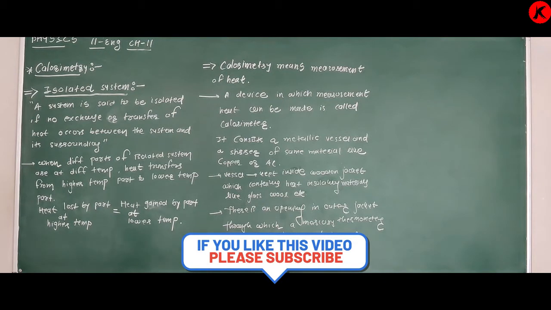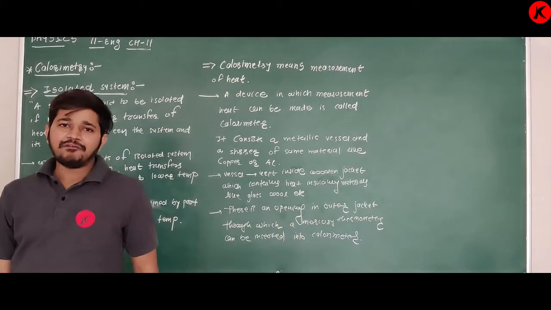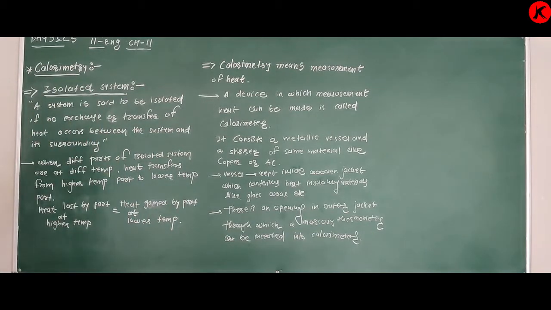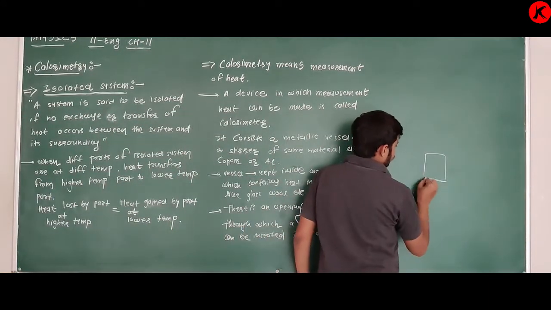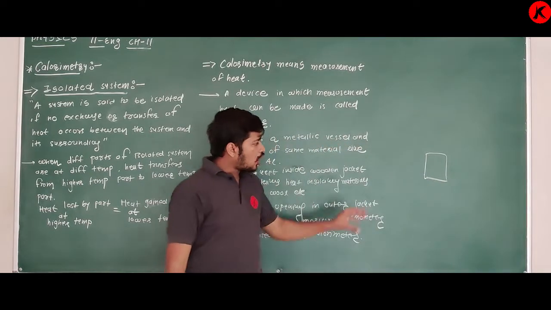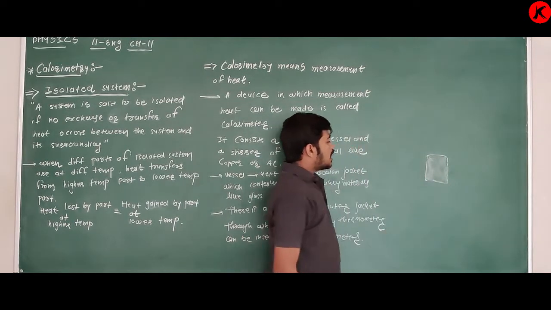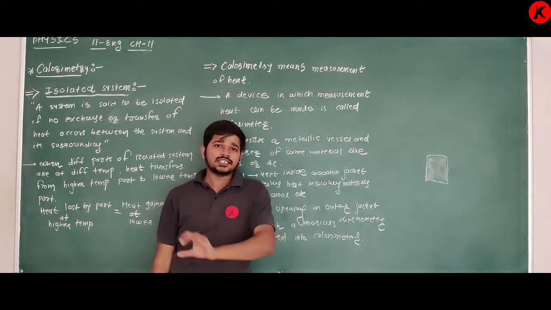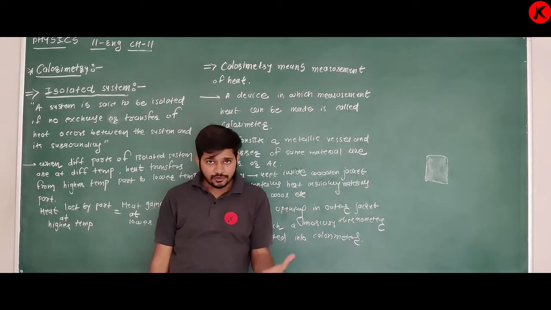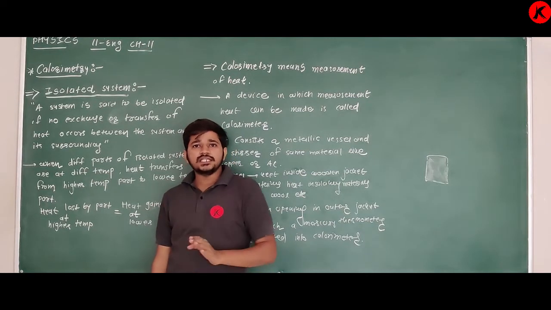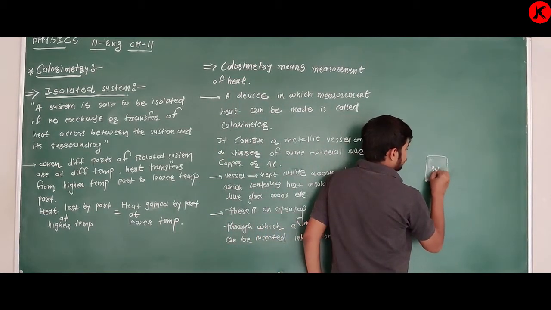Okay, now the next topic is calorimetry. What is calorimetry? Before that, we will see one definition, that is, isolated system. What is the meaning of isolated system? For example, it is an object, a substance under observation, under study. An object, substance or system of objects under thermal study, under thermodynamics, is called a system.